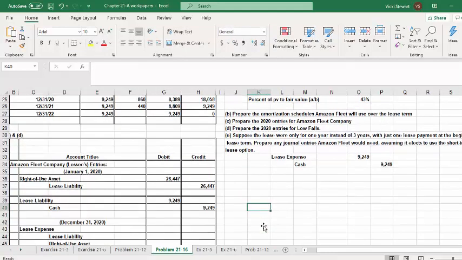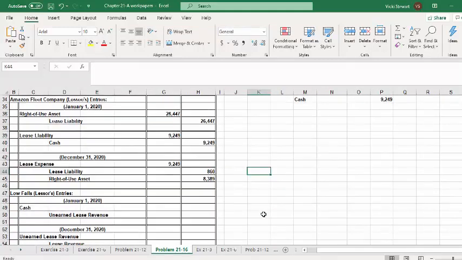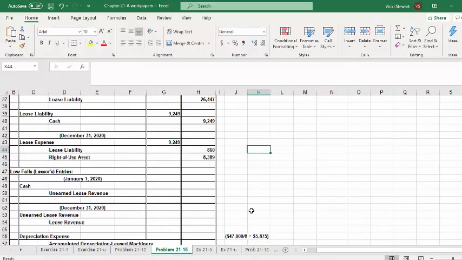At the end of the year, we would record our first lease expense per the lease expense schedule that we made. So our lease expense again will be $9,249. We would credit the lease liability for the $860 for the interest, and we will credit the right of use asset for the amortization of $8,389.